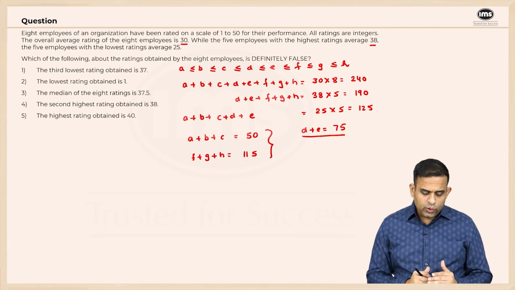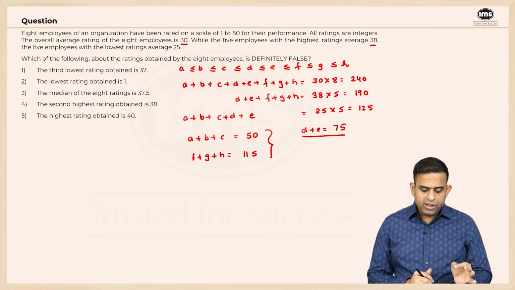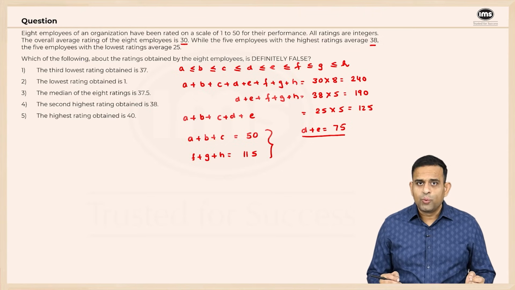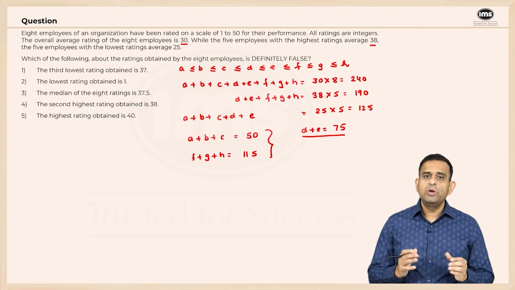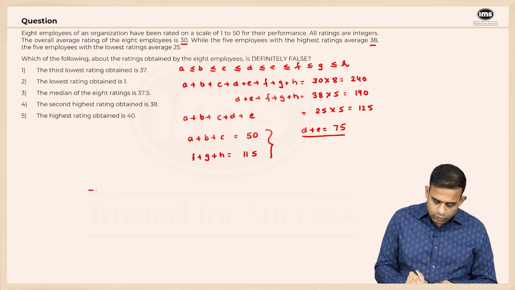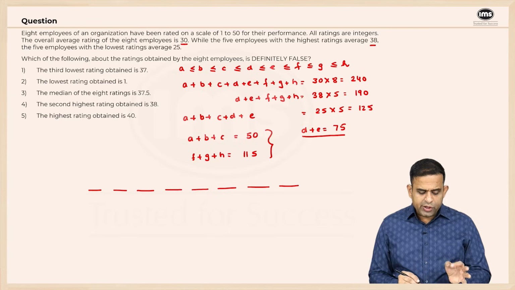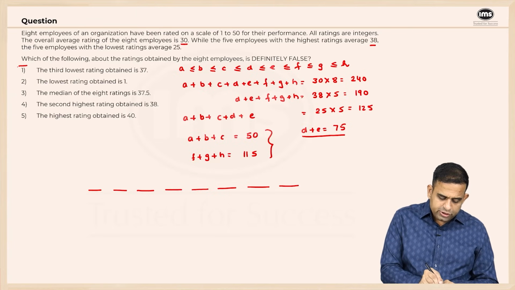And what they have told you over here is: which of the following statements about the rating obtained by the 8th employee is definitely false? What does that mean? That this cannot be true in any case. So 1, 2, 3, 4, 5, 6, 7 and 8 over here. Let's try to look at each of the options individually.